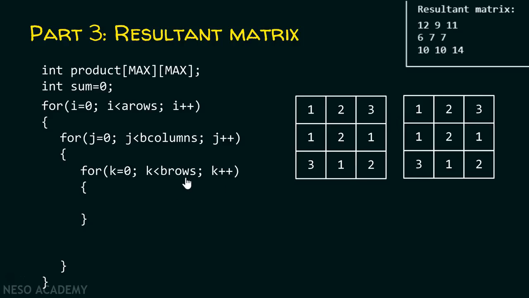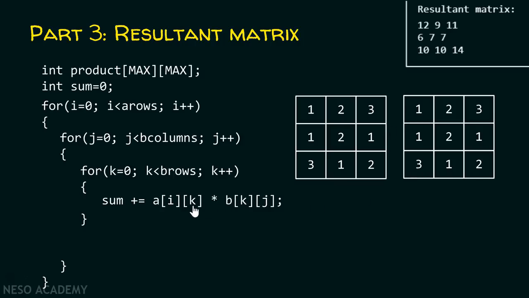Therefore, we can take B rows or we can take A columns. There is no problem. Now, inside this for loop, this statement is required: sum plus equals A[i][k] into B[k][j]. What does it mean? Index i indicates the row number of matrix A and index j indicates the column number of matrix B.